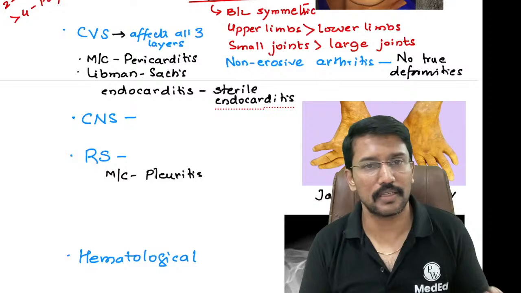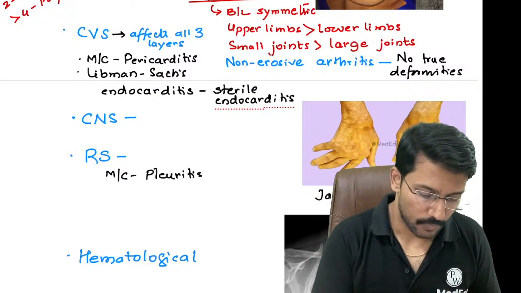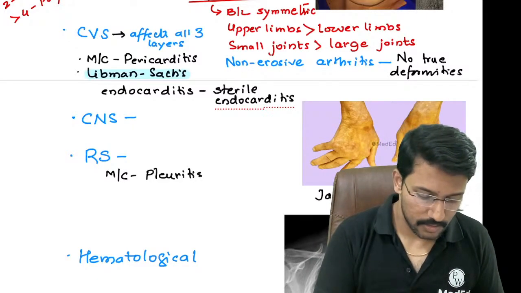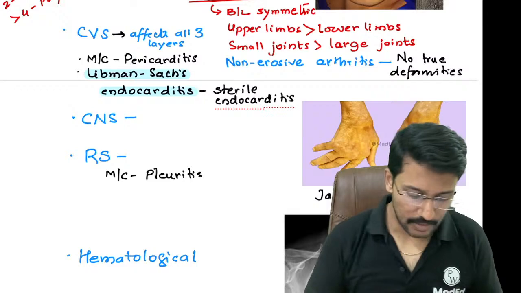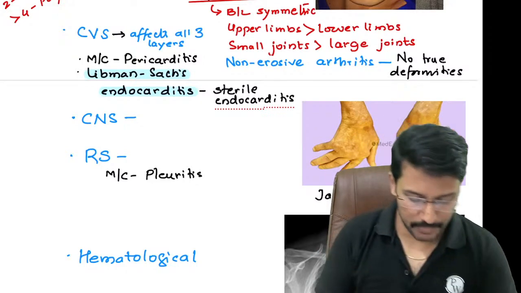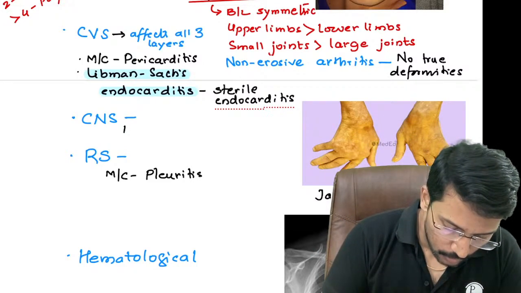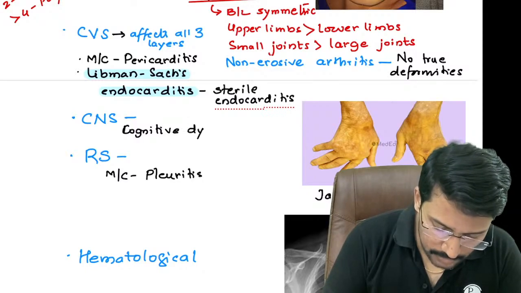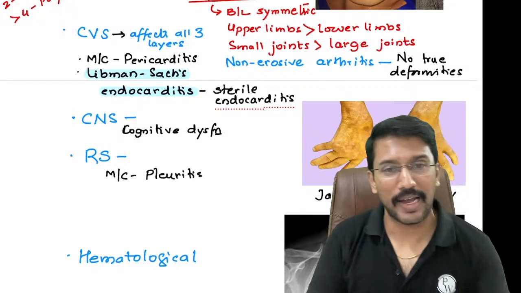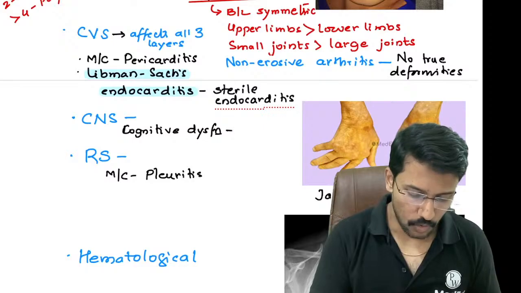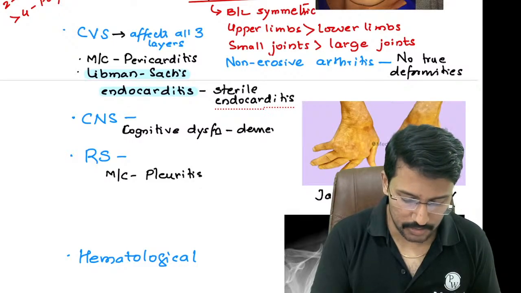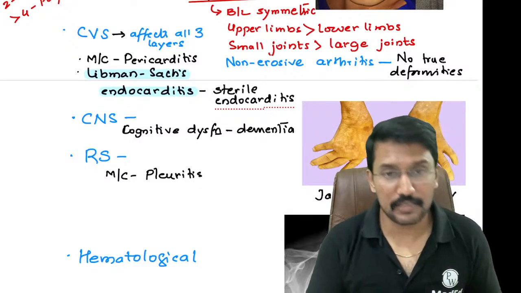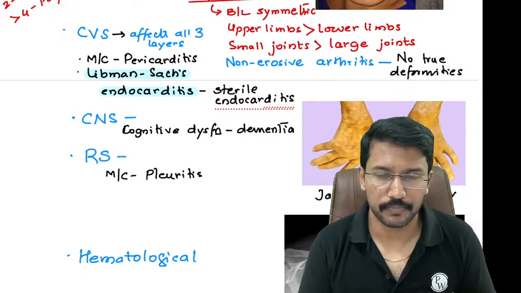Where do we see that? We see that in patients with SLE. Again, an important MCQ point. When it comes to CNS, the most common manifestation is cognitive dysfunction. And when I say cognitive dysfunction, what does that mean? It means a mild form of dementia, right? So cognitive dysfunction or dementia is the most common CNS manifestation of SLE.